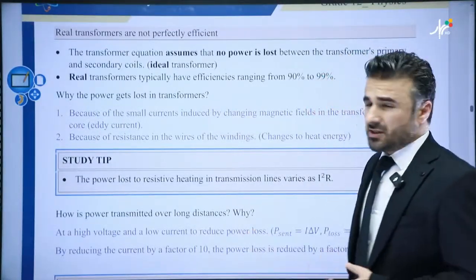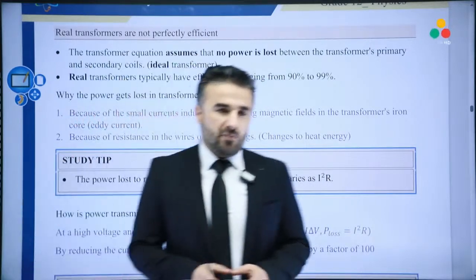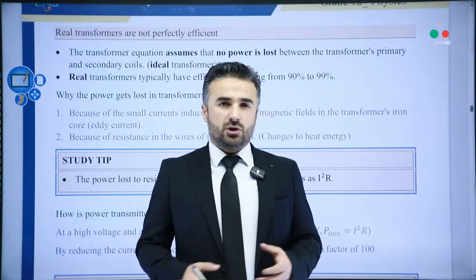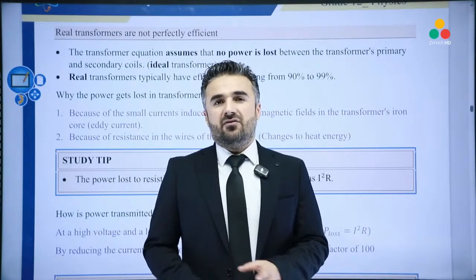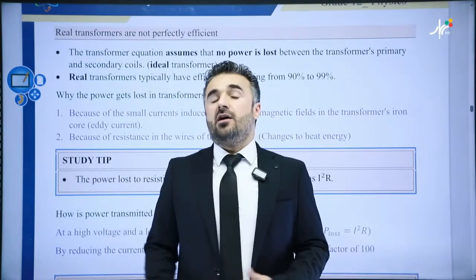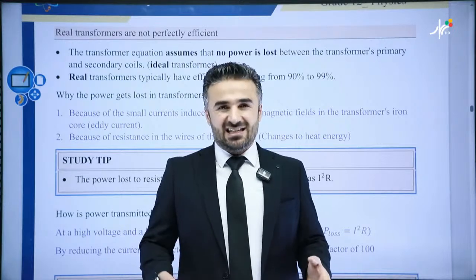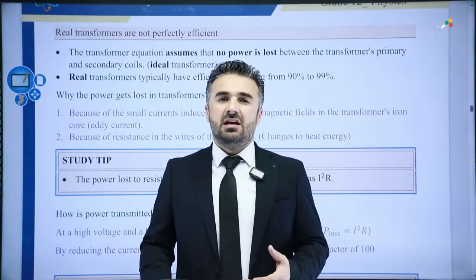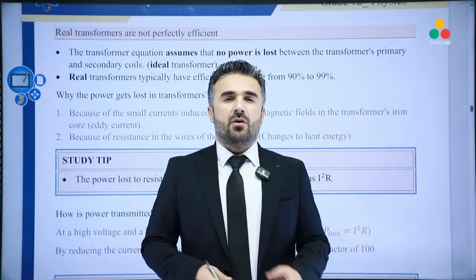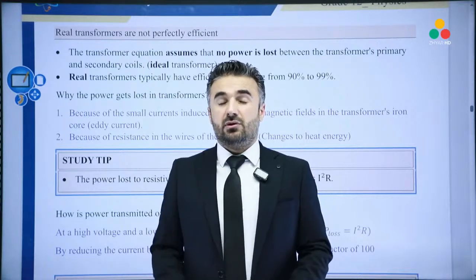Real transformers are not perfectly efficient. What do I mean by this? Remember, when we talk about transformers, we normally talk about ideal transformers. An ideal transformer means the power input is equal to the power output. In the real world, no transformers are ideal no matter how much you try. You can have an efficiency of about 99%, but it will be very difficult to have a transformer whose input power is equal to the output power.